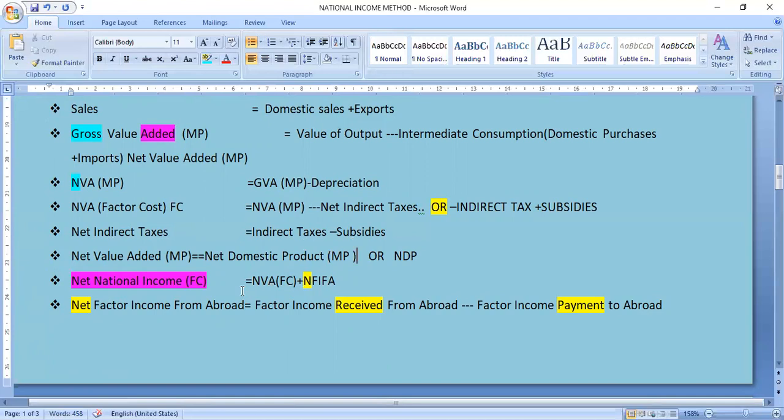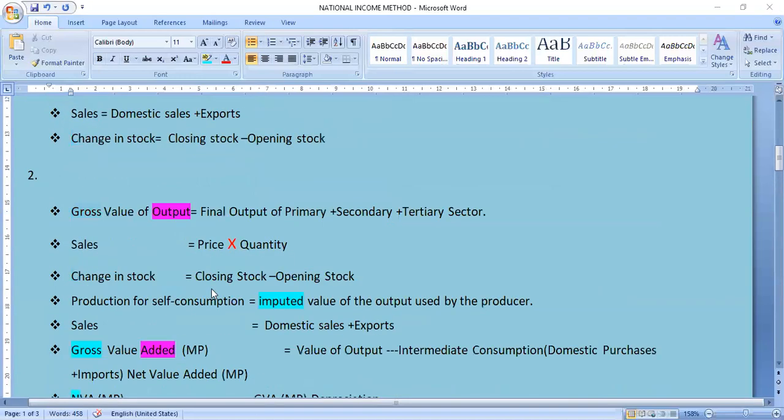D is for domestic. Domestic means within the country. Now we want to make it national income, so we will include net factor income from abroad. So here it is net value added plus net factor income from abroad. Net factor income from abroad is factor income received from abroad minus factor income payments to abroad. We will include this, so this becomes our net factor income from abroad.